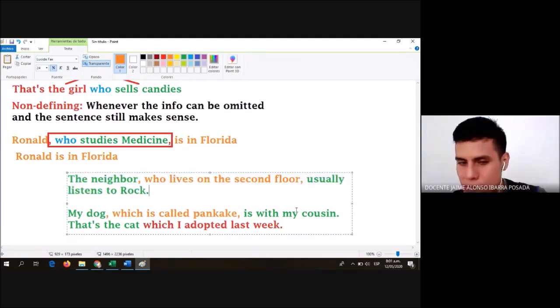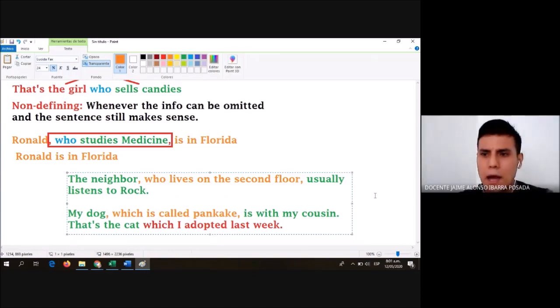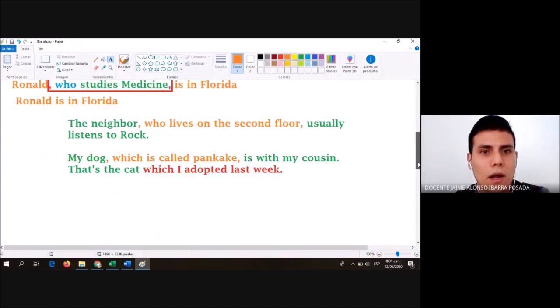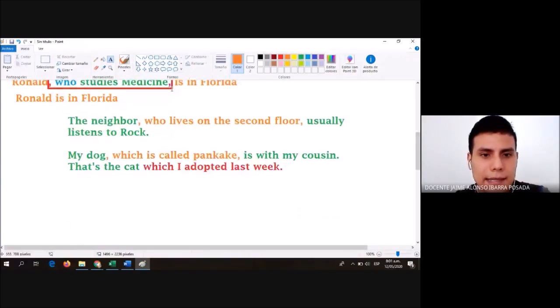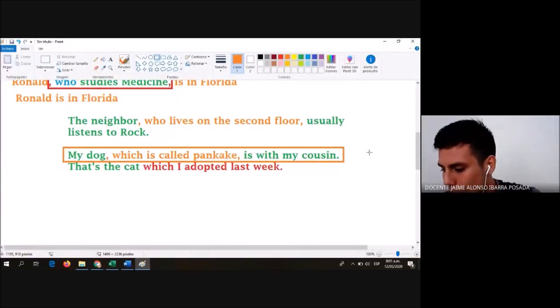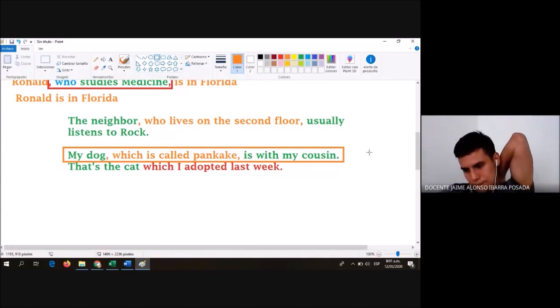Okay, so far so good. I think everything is fine. Now, I want you guys to tell me in the comments, is this sentence defining or non-defining? The same for the last one. So say in the comments, first one is defining or non-defining, and second one is this or that. What do you think?